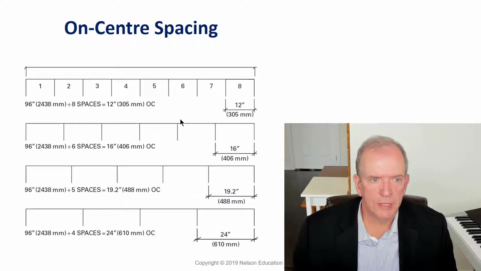Looking at on-center spacing in this way, if we had to go for 96 inches, like the length of a sheet, you would have essentially 8 spaces if we're going with 12 inches on center. If we're going with 16 inches on center, we would have 1, 2, 3, 4, 5, 6 spaces, right? And with 19.2, we'd have 5 spaces, and with 2 feet, we'd have 4 spaces. So you get the idea.